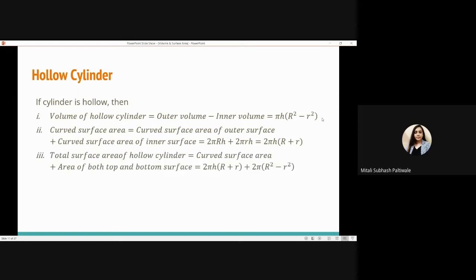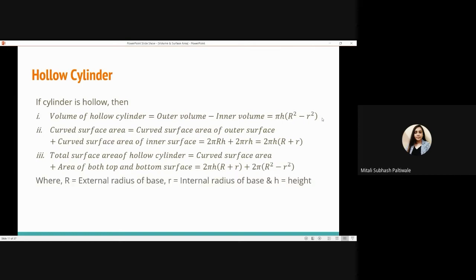Okay. Now, here, the total surface area of the hollow cylinder would be the curved surface area plus the area of both the top and bottom surfaces. That is nothing but 2 pi h (R + r), plus 2 pi (R square minus r square).